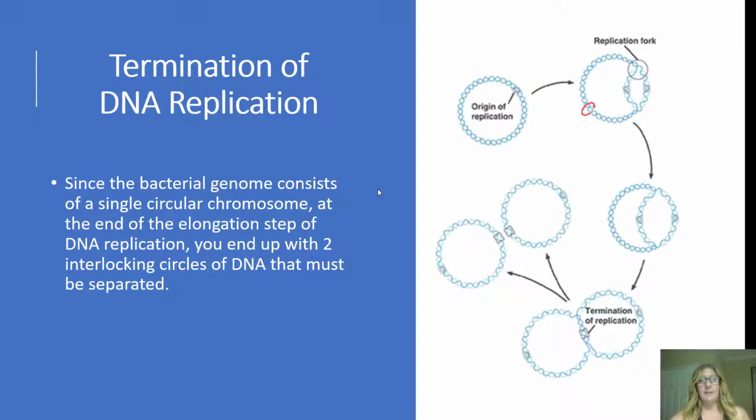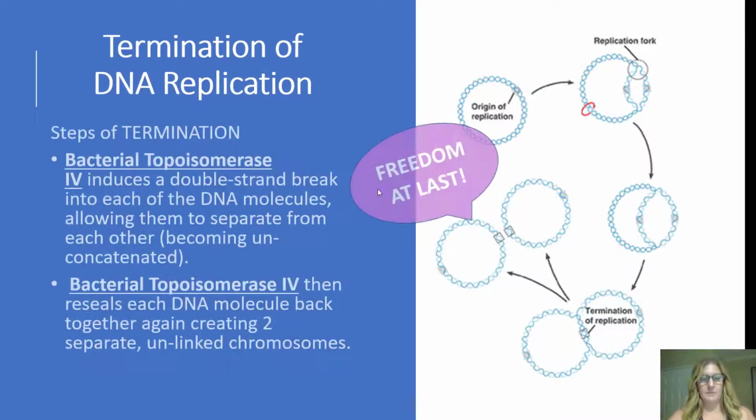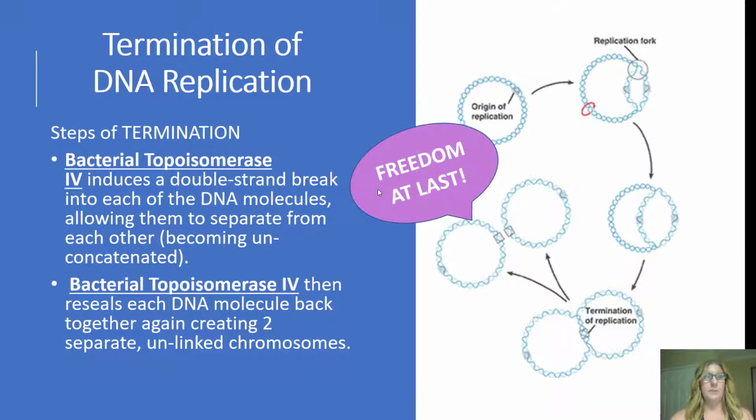Okay, in order to terminate this process, because it's a single circular chromosome, what actually happens is you will get two circular chromosomes at the end of the replication process, but they're linked together, so they're interlocked. And we don't want them interlocked. We want them to be able to be separated so that they can become two separate cells in the process of their binary fission. So what do we do? We must separate those out. So how does that work?